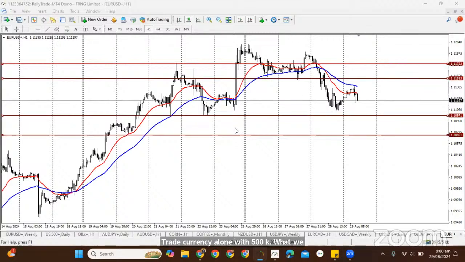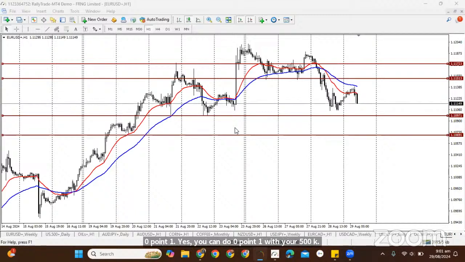Now, you can do 0.03, 0.04. Technically speaking, if you are doing your analysis with this, just do 0.03, 0.04. But if you have to trade fundamental, that means you want to trade NFP, CPI, you can do 0.1. Yes, you can do 0.1 with your 500K, right? You can do 0.1 and you'll be fine, right?